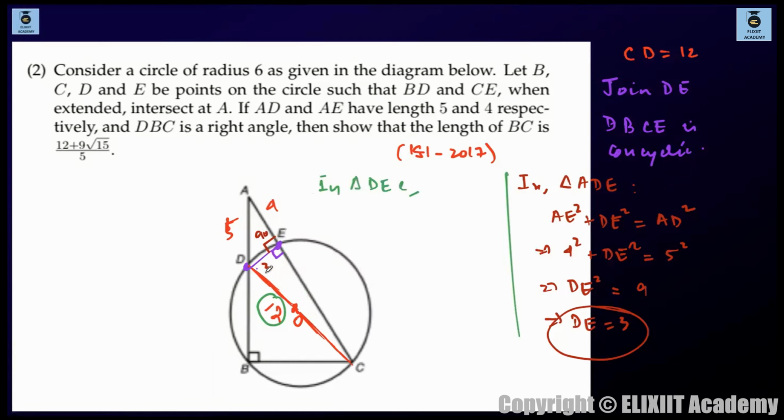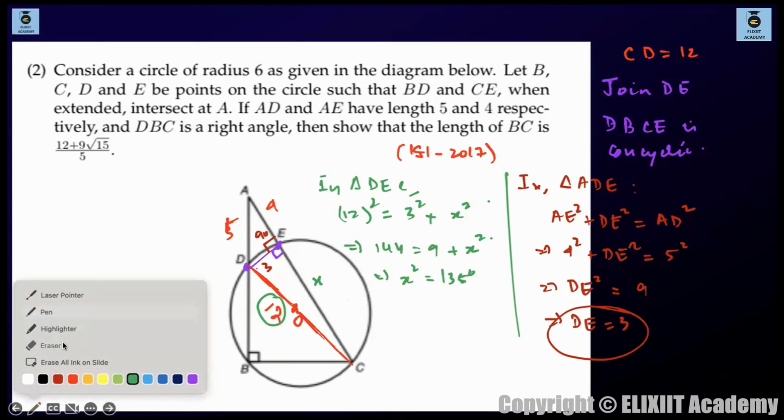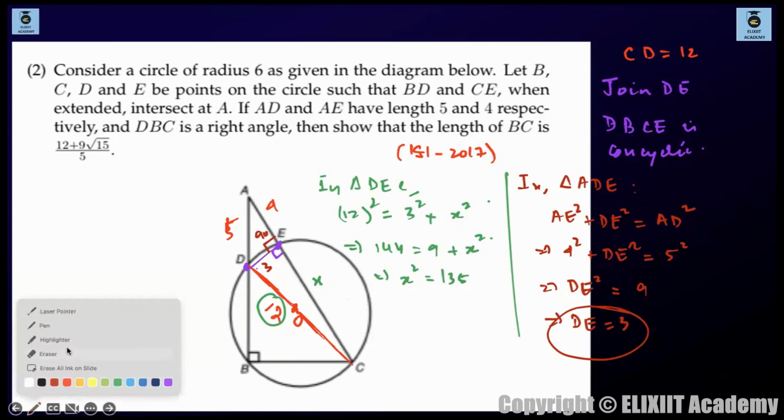In triangle DEC, can I use Pythagoras theorem similarly? This is the hypotenuse, and we have the perpendicular, let's say 3. So 3 square plus, let's say this length is x, so x square. The hypotenuse square is 144. And here we have 9 plus x square. So x square is what? 135. x square is 135.